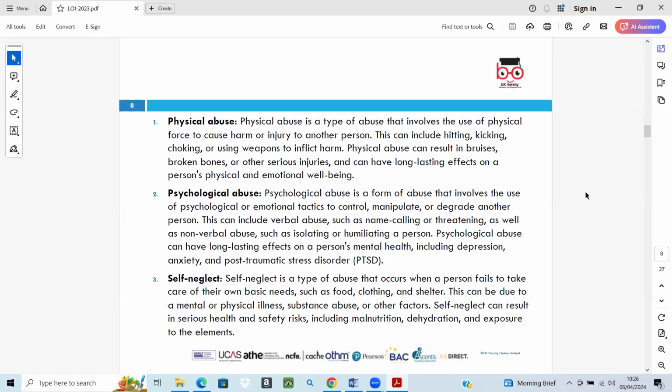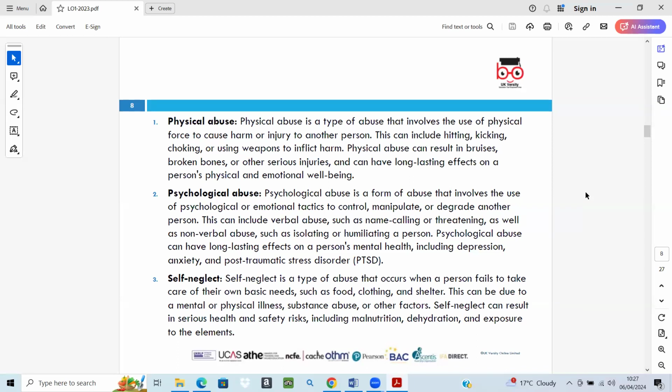So physical abuse can be of many types, and it will be visible. Then we have psychological abuse, which is not always visible, and that is damaging someone's mental well-being through actions like manipulation or threats. Then we have self-neglect. Self-neglect is when any individual fails to take care of their own basic needs, health, or safety.